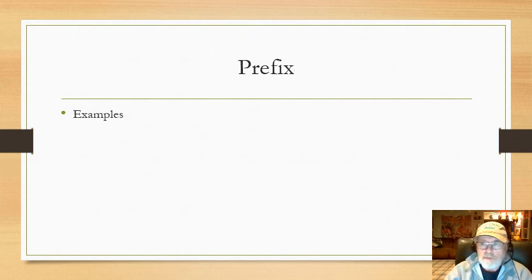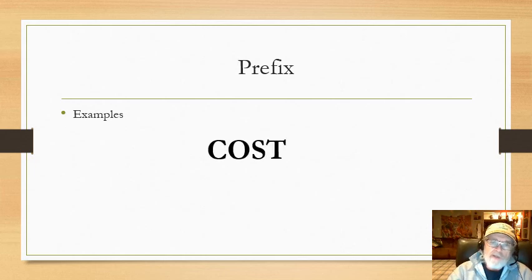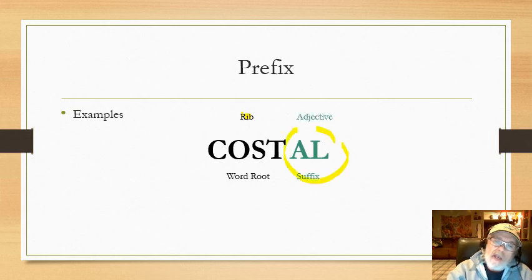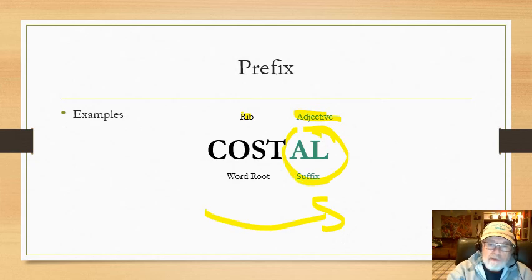So let's look at some examples of prefixes. Now this is a word root: the word root cost means rib. So if you see a word that has cost in it, it has something to do with a rib. And I know if I have a word root, what do I need? Of course, I need a suffix. I need to finish it off. We've added just al, and we know al is an adjective suffix that means pertaining to. When we define a word, we start with the suffix and then go to the beginning. At this point, we start with the suffix al, which means pertaining to a rib.